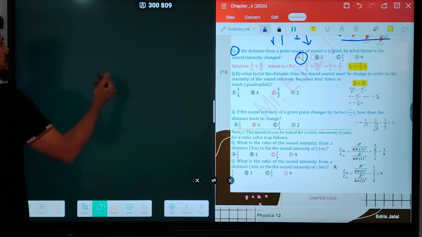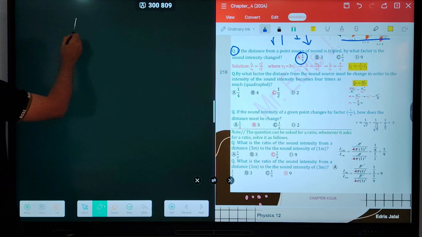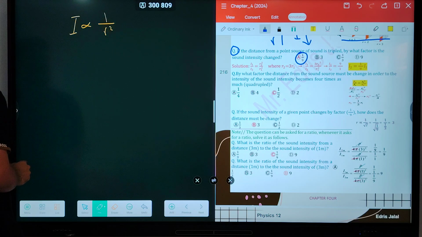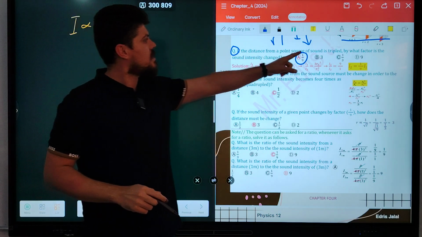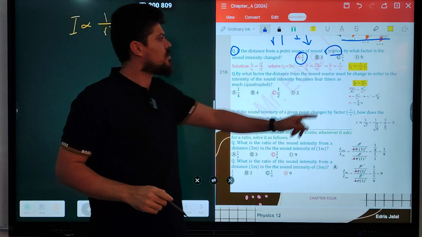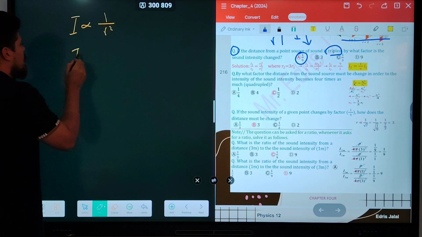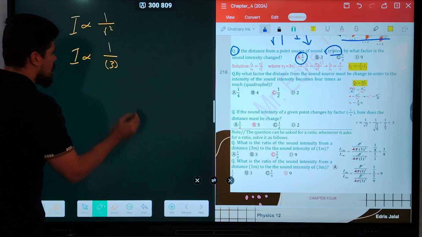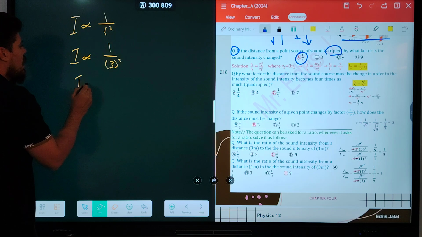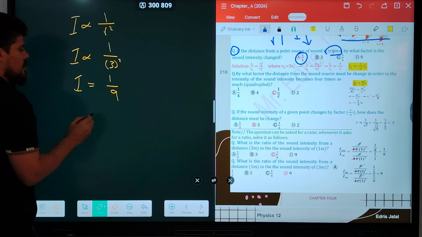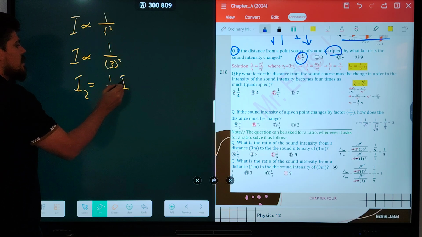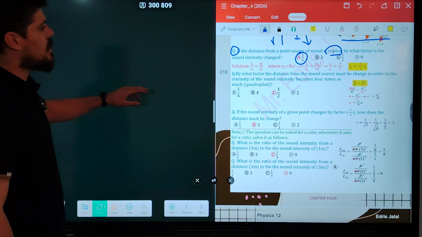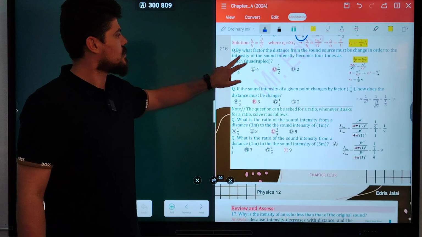Another way to solve this question fast: I is inversely proportional to the distance squared. In this question the distance is tripled, increases by factor 3. Triple means 3 squared. So I is equal to 1 over 9. I2 is equal to 1 over 9 of I1. Also, you can use this way to find this relation.